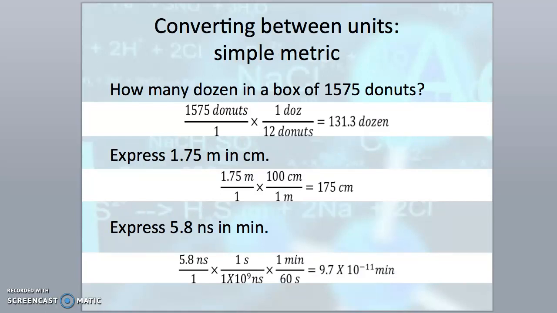When we do these problems, we want to start with a number that is not a factor. For the first example, this is 1,575 donuts. We will make it a fraction by putting it over the number 1. To cancel donuts, you will have to multiply by a factor that has donuts. We will put donuts in the denominator. The factor in this example is 12 donuts equals 1 dozen. This was not provided, but it's expected that you would know this. The factor will be written as 1 dozen divided by 12 donuts. Then you simply cancel units and multiply. The third example given here is easiest if completed in 2 steps.